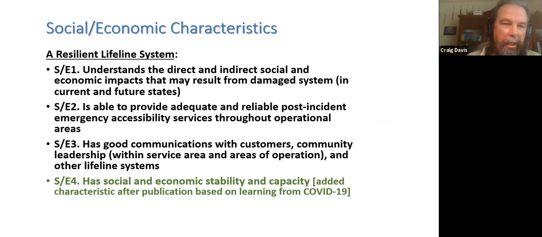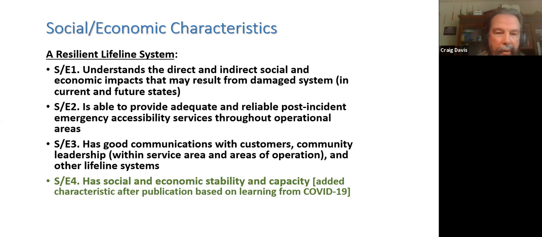And then the social economic characteristics, a resilient lifeline system understands the direct and indirect social and economic impact that may result from a damaged system in its current and future state, is able to provide adequate and reliable post-incident emergency accessibility services throughout operational areas, has good communications with customers, community leadership within the service area and areas of operation and with other lifeline systems.